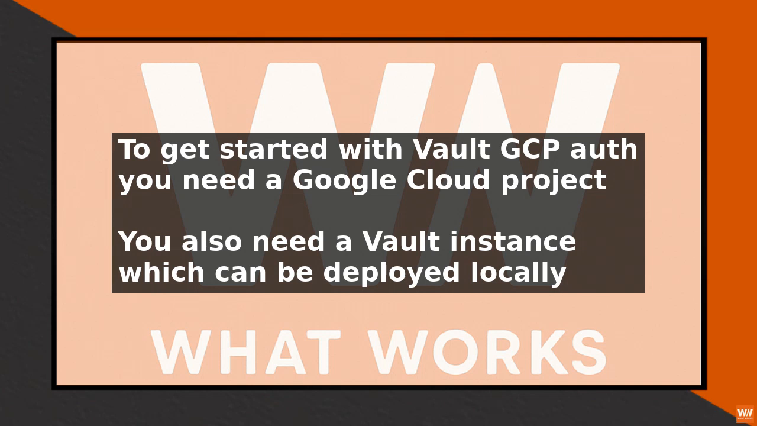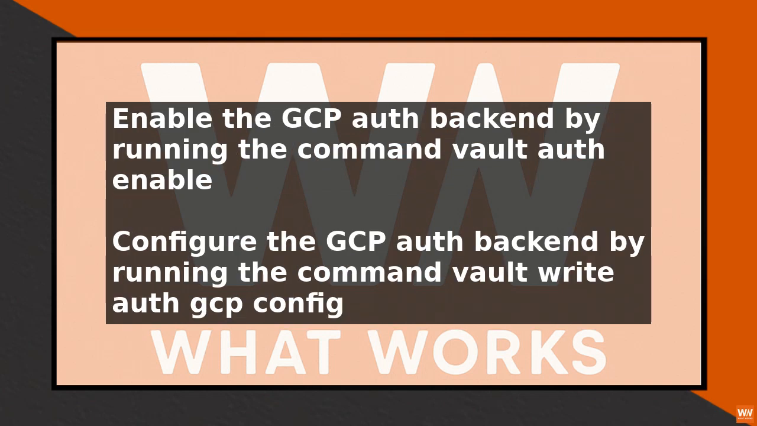After configuring the GCP Auth backend, you need to create a role. A role defines what permissions a user or service account has in Vault. You can create a role by running the command vault write auth/gcp/role. You will need to provide a role name and the permissions you want to assign to that role.